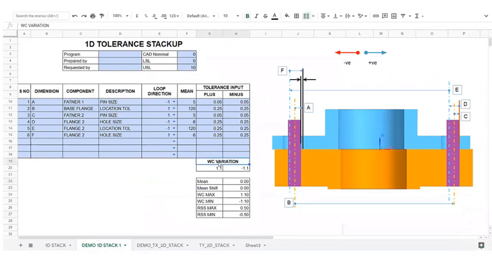So now here it says WC variation, this is the worst case variation. Okay, so the worst case variation is plus or minus 1.1. It says that this surface can get an interference of around 1.1, and it can also get a gap of around 1.1. So that is what the worst case results are telling. From this we come to know that our system is failing, so the part cannot be fitted if the tolerances are at their worst case condition.